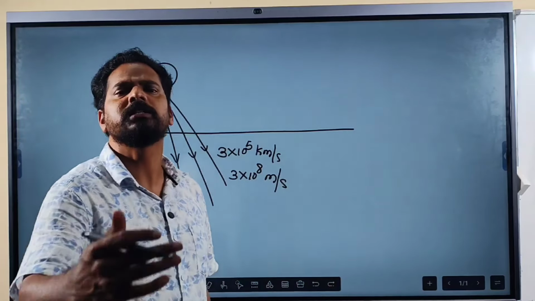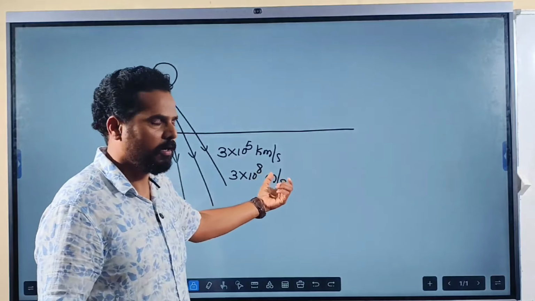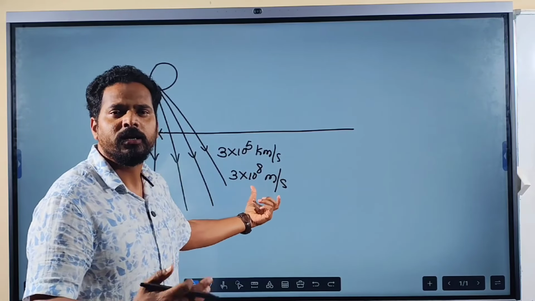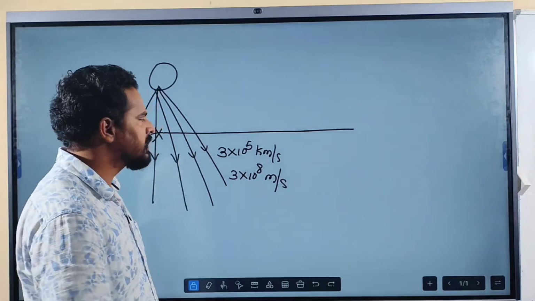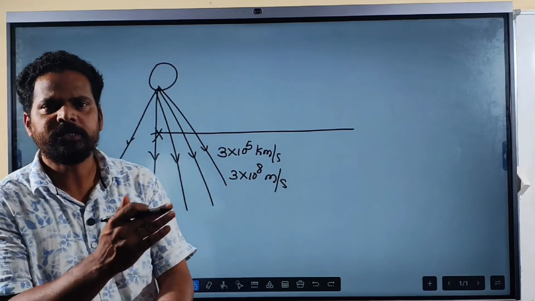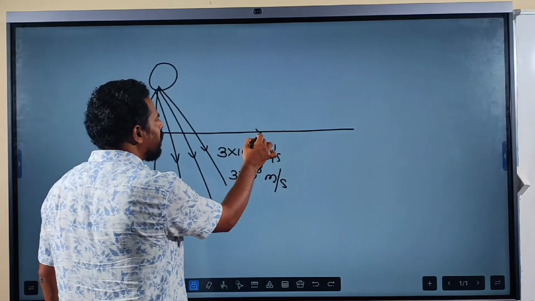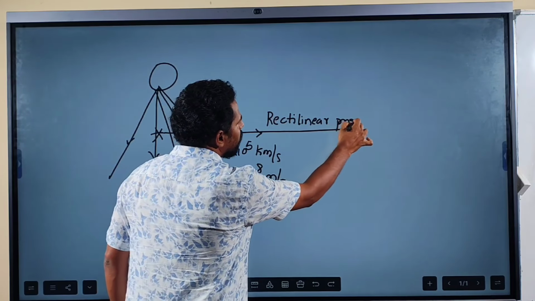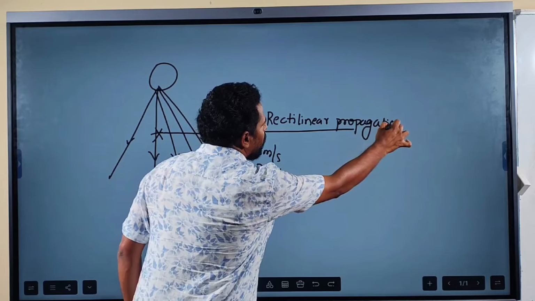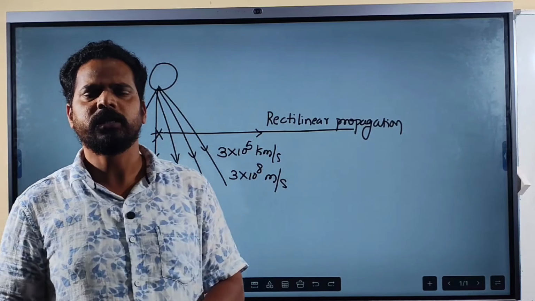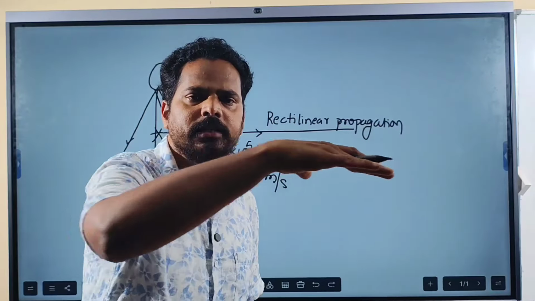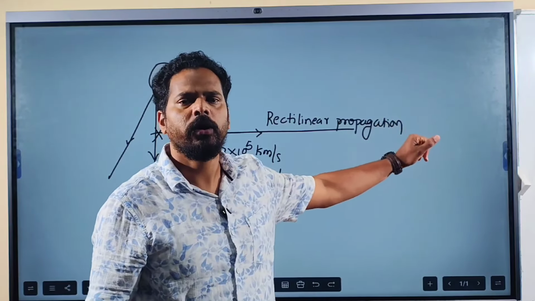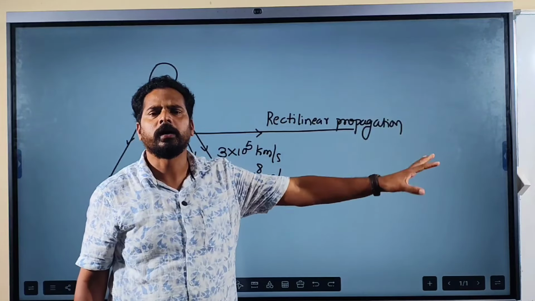Exam 100% will ask, what is the speed of light? Expressed in kilometers, it is 3 into 10 raised to 5 kilometer per second, or 3 into 10 raised to 8 meter per second. This is the speed of light. This important property is called rectilinear propagation. Rectilinear propagation is nothing but light always travels along a straight path without bending. This phenomenon we call rectilinear propagation, right?